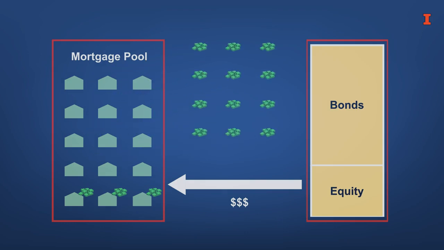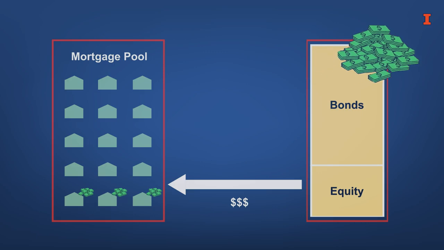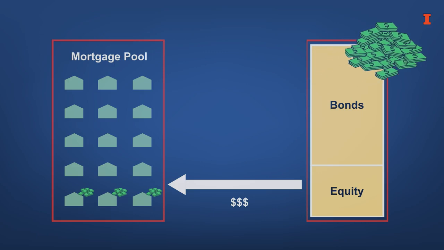The securities are designed so that the bondholders get paid first. These bonds have the first claim on the cash flow generated by the loan pool. This makes the bonds relatively safe. The equity securities also receive cash flow from the mortgage pool. However, they are paid second. The owners of the equity portion get the remaining cash flow after all bondholders have been paid.